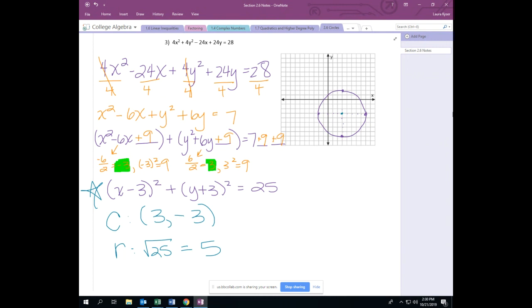All right, so we have seen distance and midpoint formulas. We have applied them to specific pieces of circles, and then we have used them to write equations and graph equations. So you have seen everything that has to do with circle stuff.